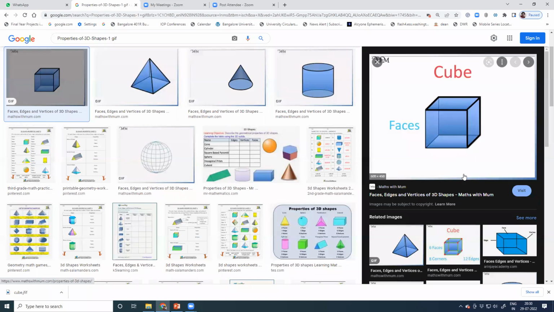This is the cube. How many faces are there? 1st face, 2nd face, 3rd face, 4th face, 5th face, 6th face. Yes, there are totally 6 faces. Like that. Just I thought of showing you, and it is how it is appearing for you actually.